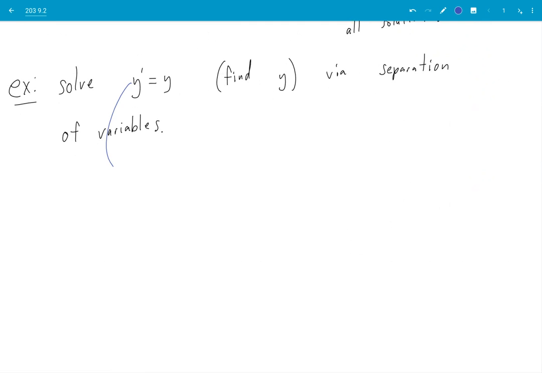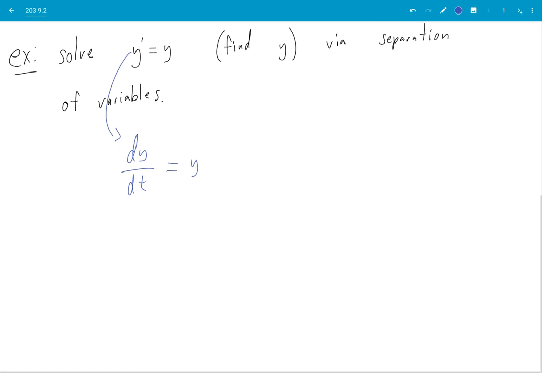So what do I do? I first of all use the Leibniz notation. Oh, why do I have a z there? What is my independent variable? Let's go with, it doesn't matter, I'll go with t, since often our variable is time. So y prime becomes dy dt.